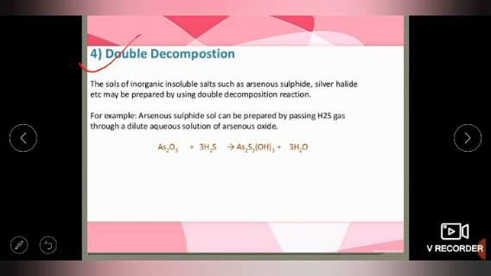Fourth is double decomposition. In this particular process, sols of inorganic insoluble salts such as arsenic sulfide, silver halide, etc. are prepared by using a double decomposition reaction. Double decomposition means two-time breakdown. Arsenous sulfide sol can be prepared by passing H2S gas.